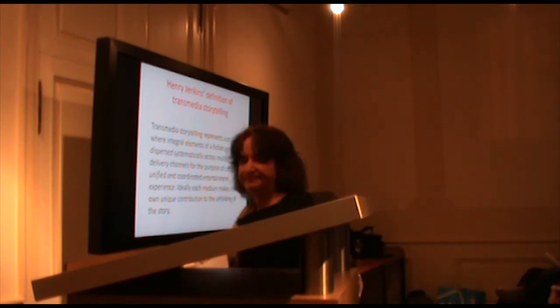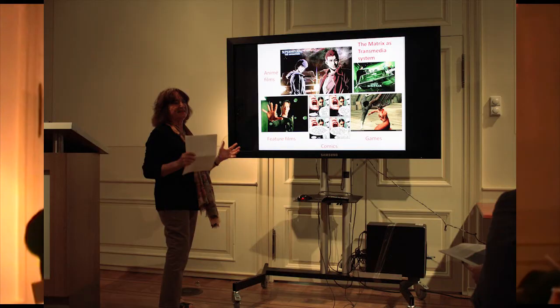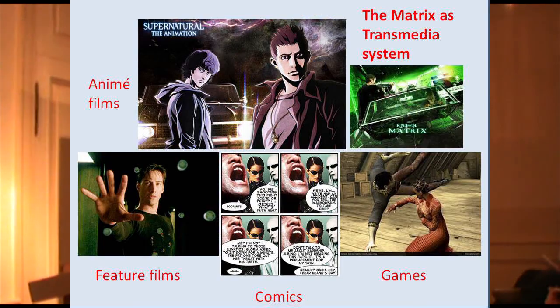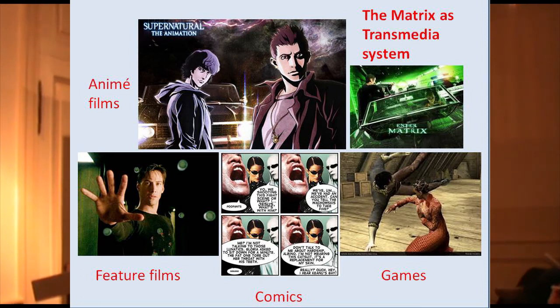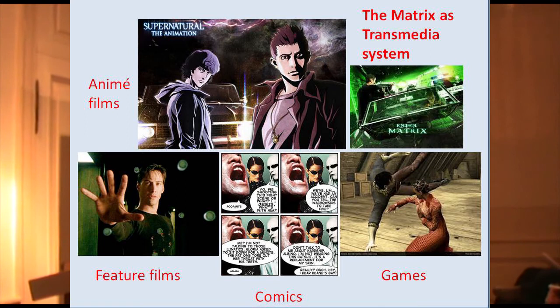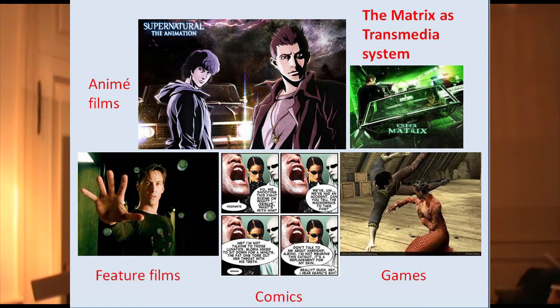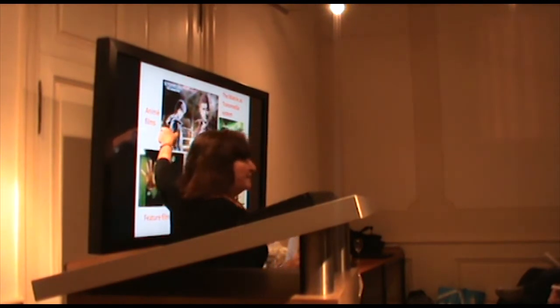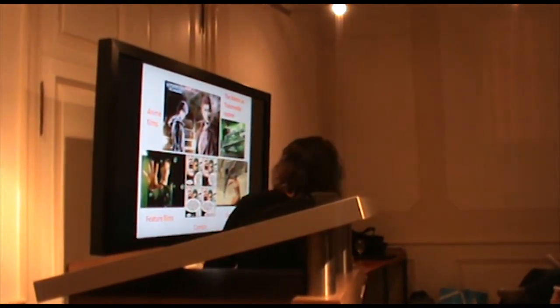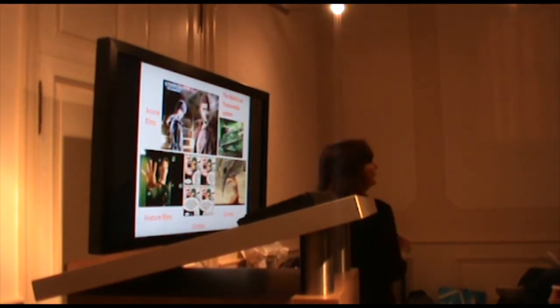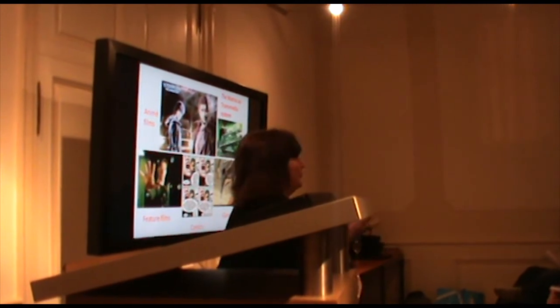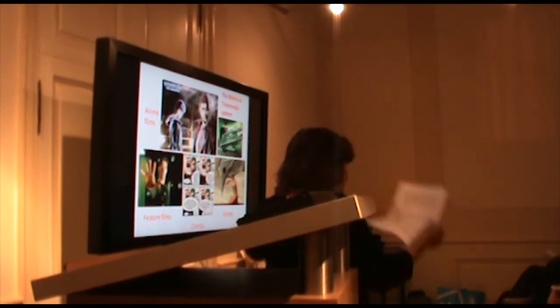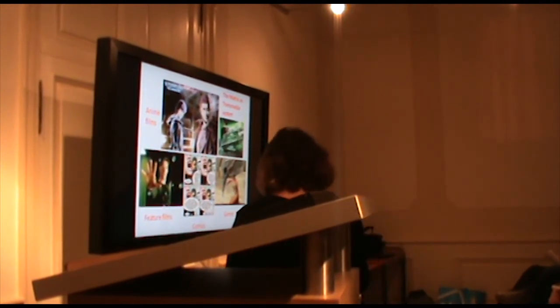I'll give you an example. The Matrix. Most people know about the three films, but from the very beginning, the Wachowski brothers, or brother and sister, conceived the Matrix as being a transmedia system. And together with the films, they released a number of anime films, which were commissioned to a variety of artists. There were comics, and there were computer games. So even though most people know only about the films, it was really conceived top-down as a transmedia system.